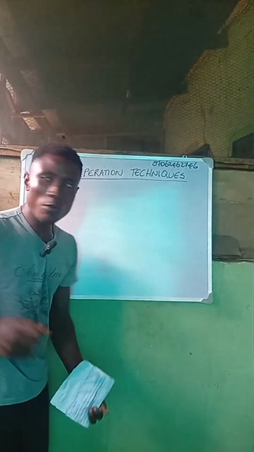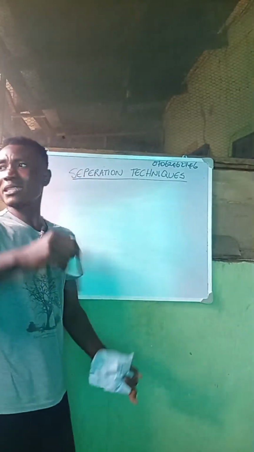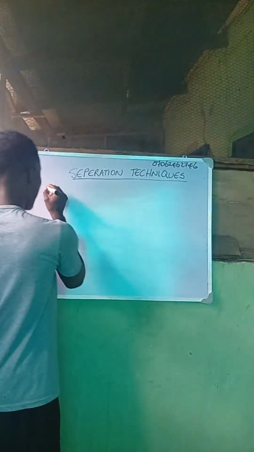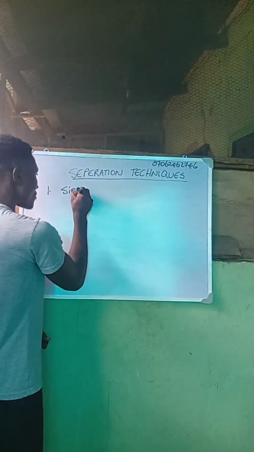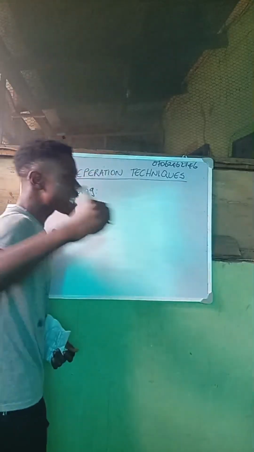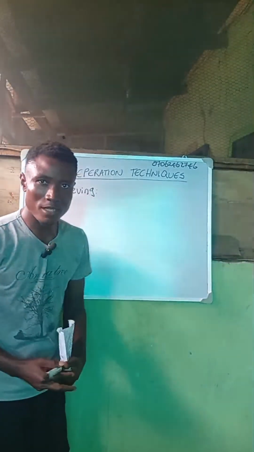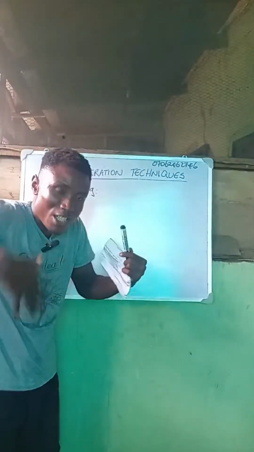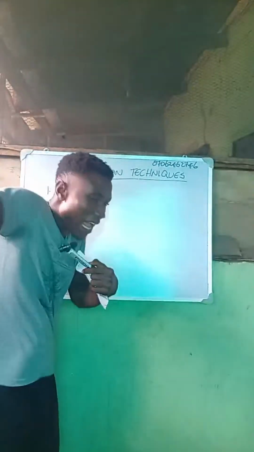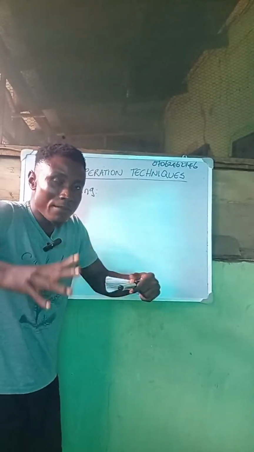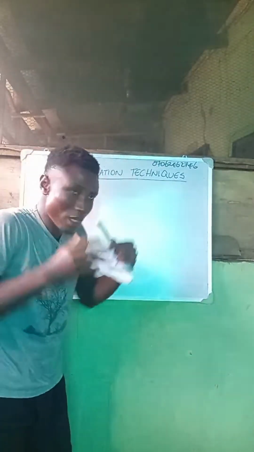So we are going to talk about types of separation technique. I will be starting with the first one, number one, which is sieving. Now, what is sieving? I want to be very serious now, because the spirit has descended. Now this dimension that I have is an inspirational dimension.